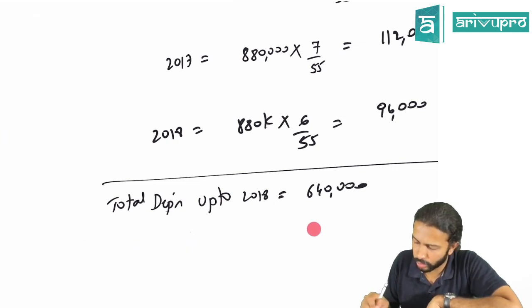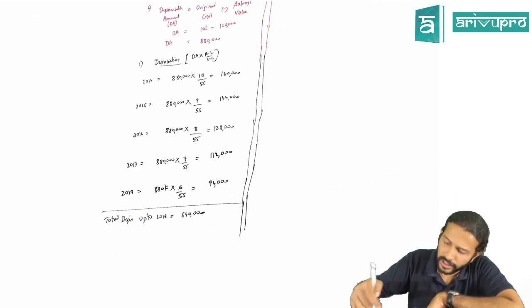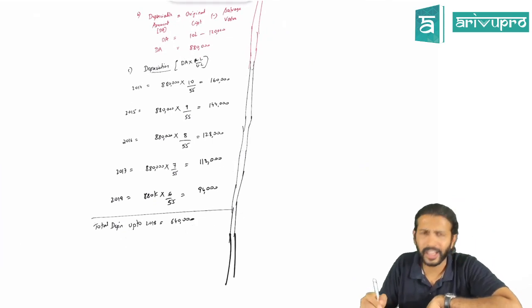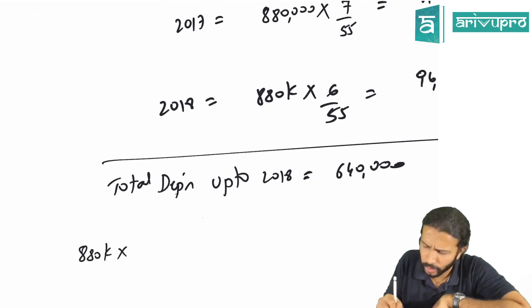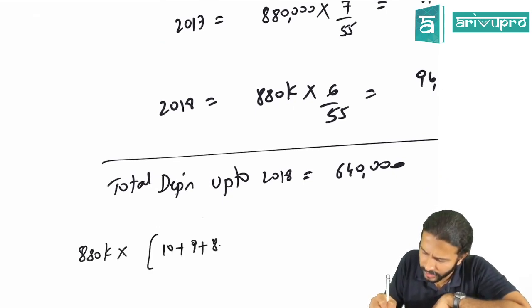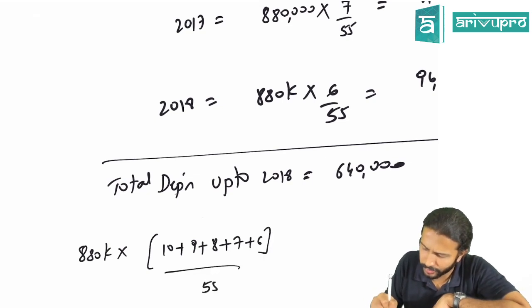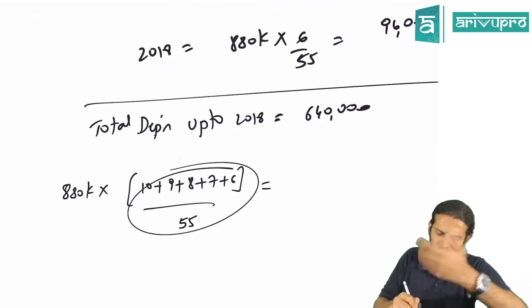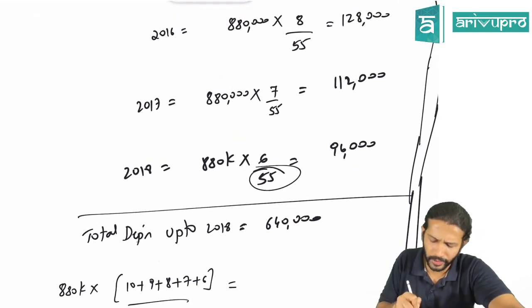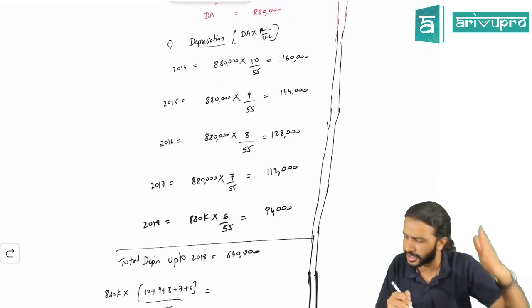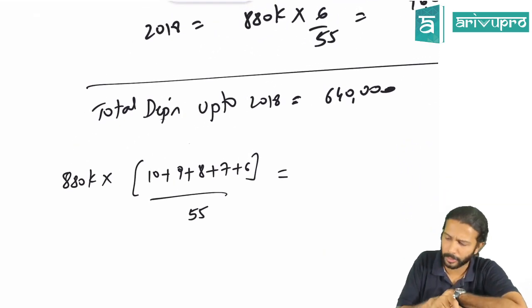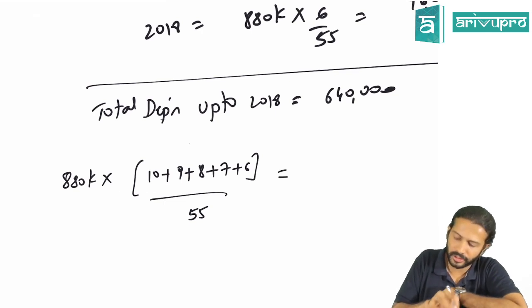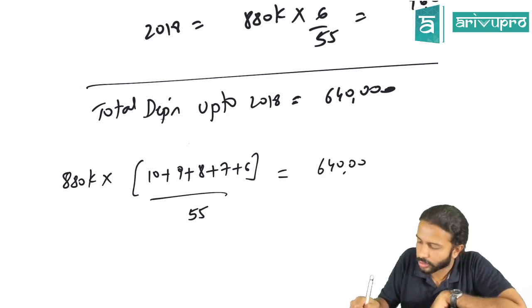Maybe I'll show you another way to calculate this. Instead of calculating like this 5 times, mathematically, can I just put up one equation? Can I simply write 8,80,000 into 10 plus 9 plus 8 plus 7 plus 6 divided by 55? Because 880 is common and 55 is common. Only 10, 9, 8, 7, 6 is changing every year. Check if you want: 10 plus 9 plus 8 plus 7 plus 6. Same 6,40,000. Are you not getting that?